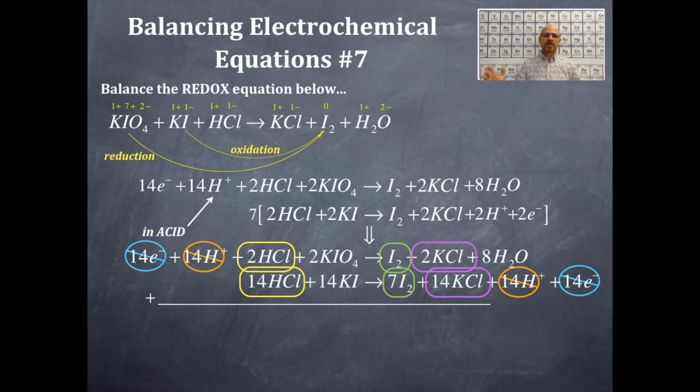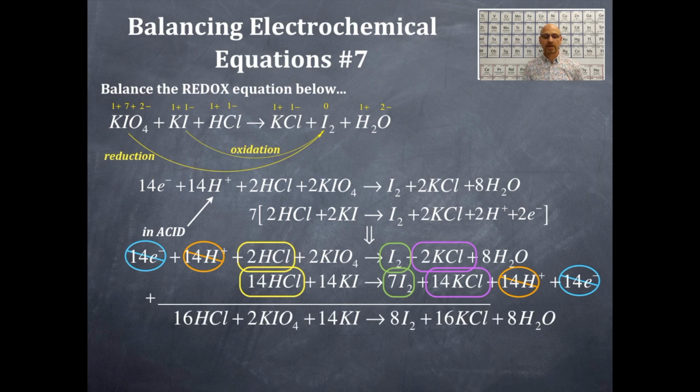So again, the electrons cancel out, the hydrogen ions cancel out. Now what we have are our hydrogen chloride or hydrochloric acid, aqueous. We're going to sum those up, okay, and we're going to get the following. So we're going to get 16 HCl plus 2 KIO4 plus 14 KI produces 8 I2 plus 16 KCl plus 8 water.